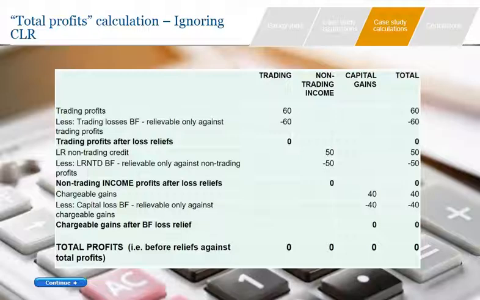of 50 million. And the chargeable gain of 40 million would be relieved by the carried forward capital loss of 40 million. In this example, all the carried forward losses would be fully used in the current period in the absence of the CILR. The following slides will illustrate how this basic position is modified by the CILR.